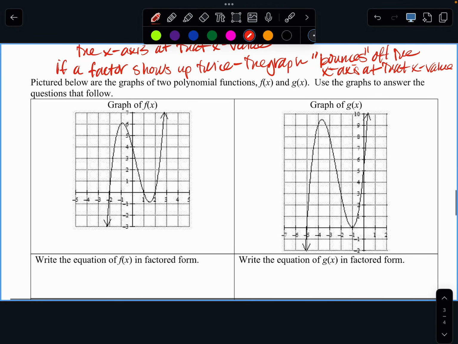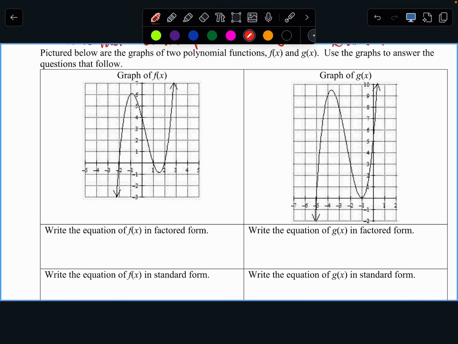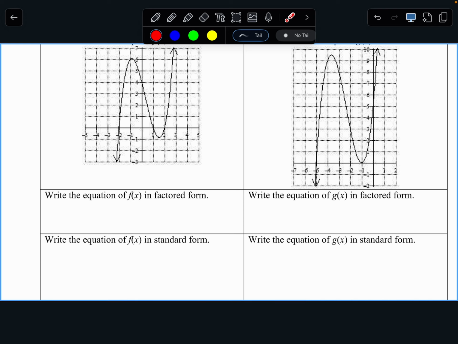So here's two graphs, and we're going to use the graphs to answer the questions. It says to write the equation of f of x in factored form. Fantastic. We know that this graph has 3 zeros, and we know the zeros are connected to the factors. So we know x equals -2 is one of them, x equals +1, and x equals +2. If we're going to change those into factors, then all we are literally doing is moving this over here so it equals 0. So that means our factors are x plus 2, x minus 1, and x minus 2.